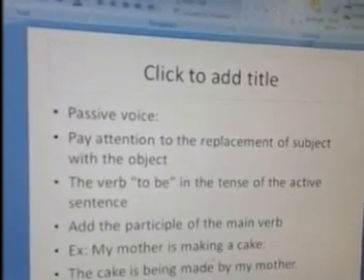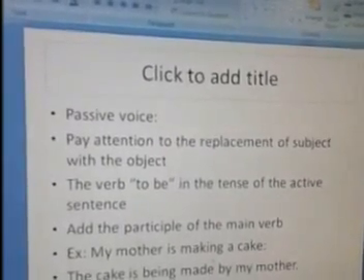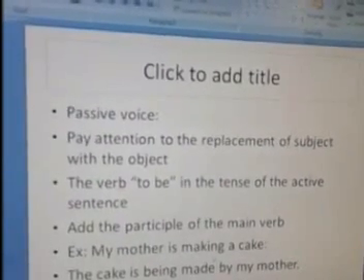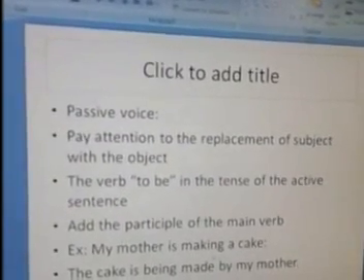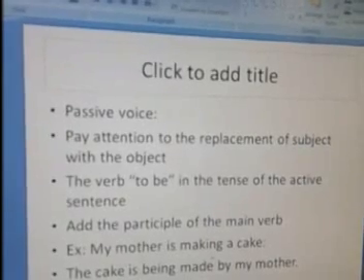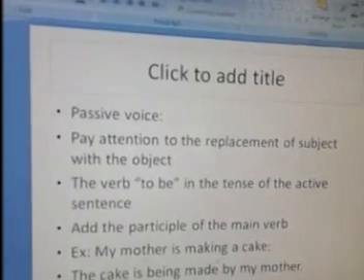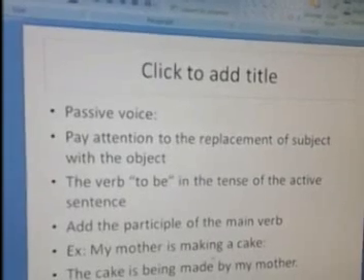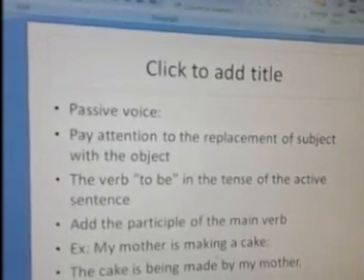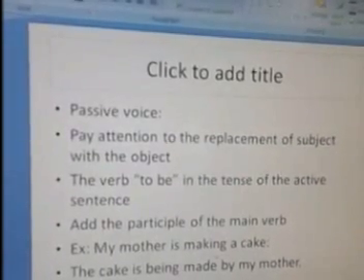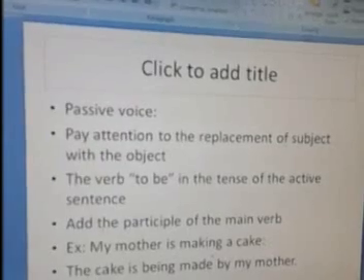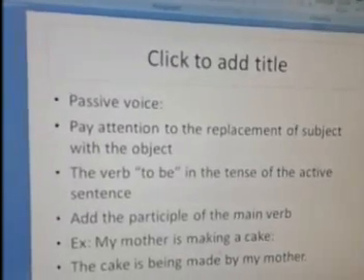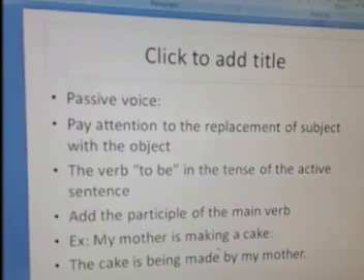As far as the causative is concerned, you have to pay attention to the structure of the sentence. First, find the person to whom the action is made. This is very important, to start the sentence with the person to whom the action is directed. Then, the verb to have or to get in the tense of the active sentence. You choose one of them. You add the object and then the participle of the main verb.